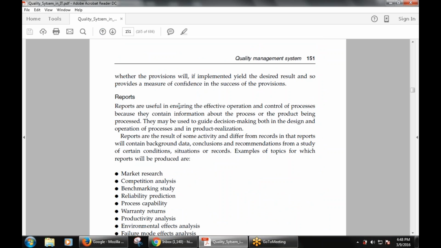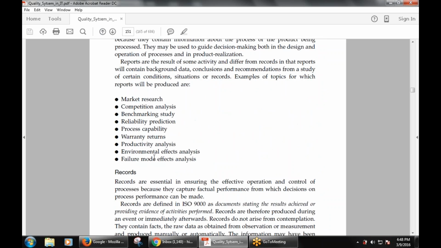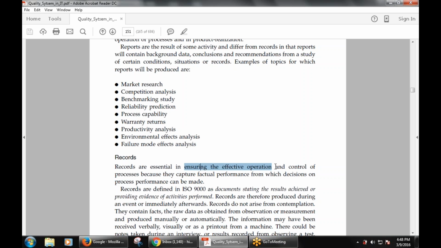Next are the reports that are useful in ensuring the effective operation and the control of the processes. That is, what are the various reports that should be generated for the various processes. That is a report. Then records are also ensuring the effective operation and the control of the processes, because they capture the factual information, the various factual performances from which decisions on the process performance can be made.